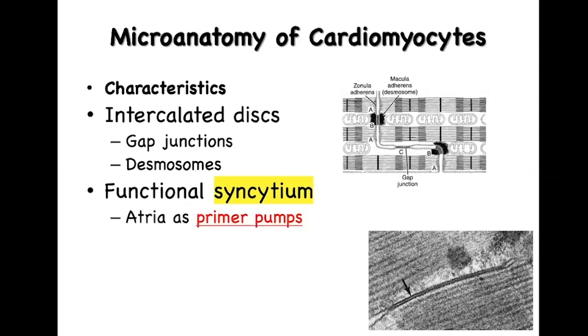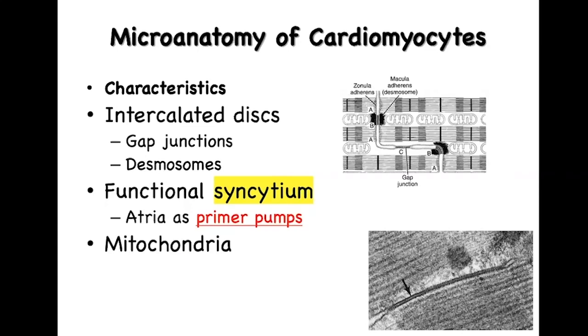The atria are going to contract before the ventricles contract, and the atria are going to function as primer pumps. I'll explain to you later what this means, but basically, when the atria contract, they push additional blood into the ventricles, and this will stretch the walls of the ventricles. And this increases the strength of the contraction of the ventricles. But we'll come back and look at that a little bit later. But they are primer pumps, the atria are.